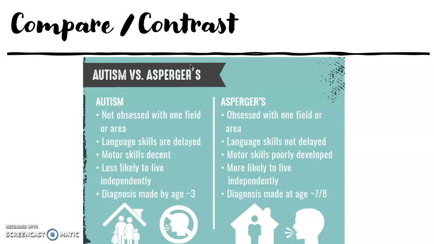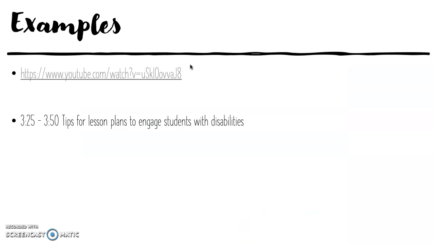This video will show some examples about how to engage students with autism and Asperger's within your lessons. The following slide will show how I plan to arrange my classroom to incorporate students with autism and Asperger's.